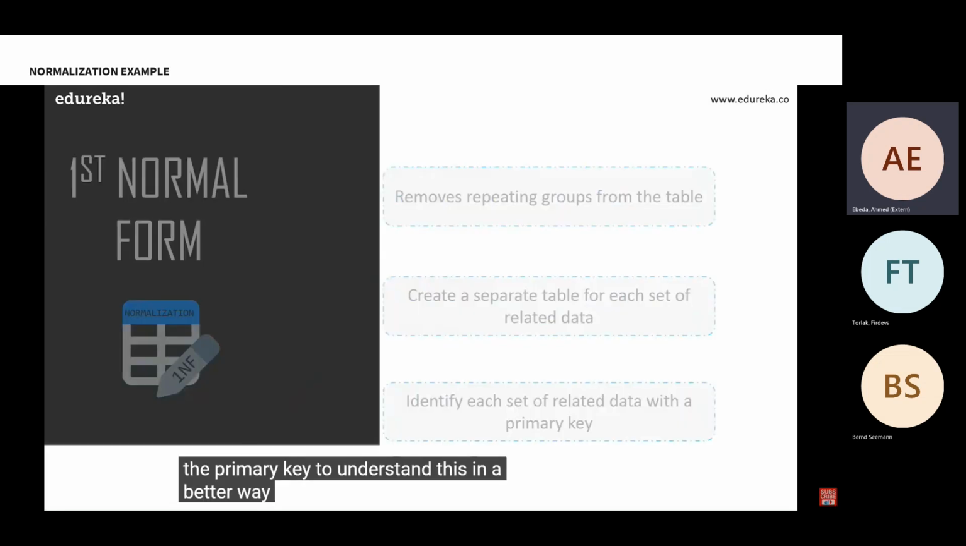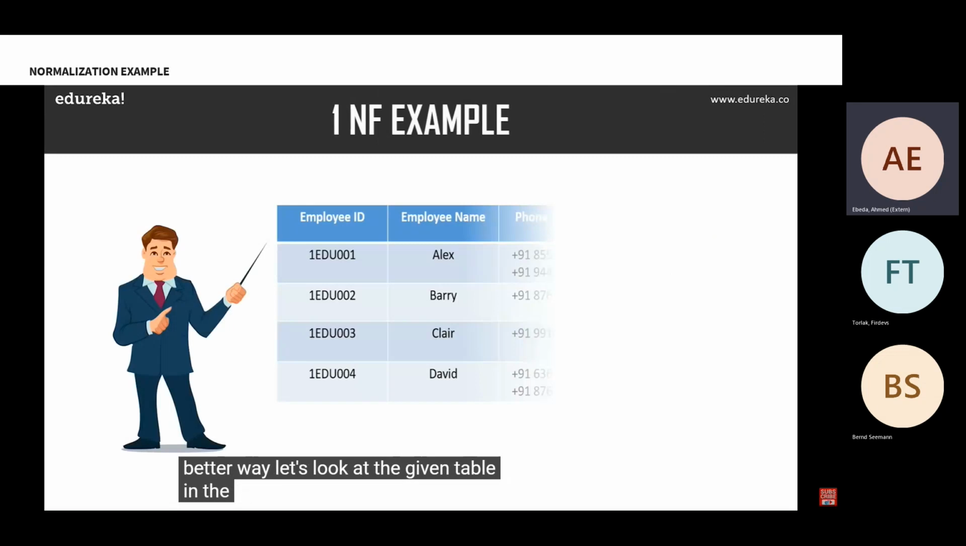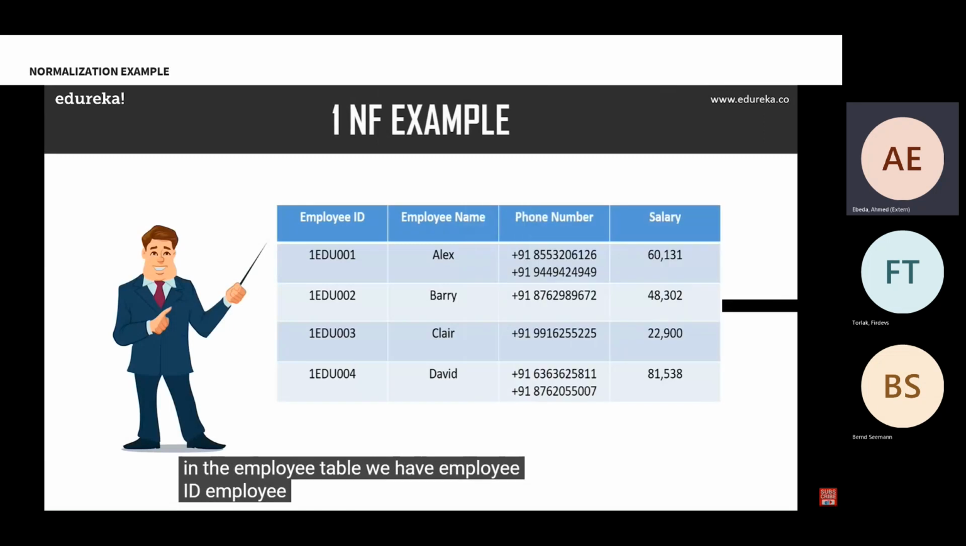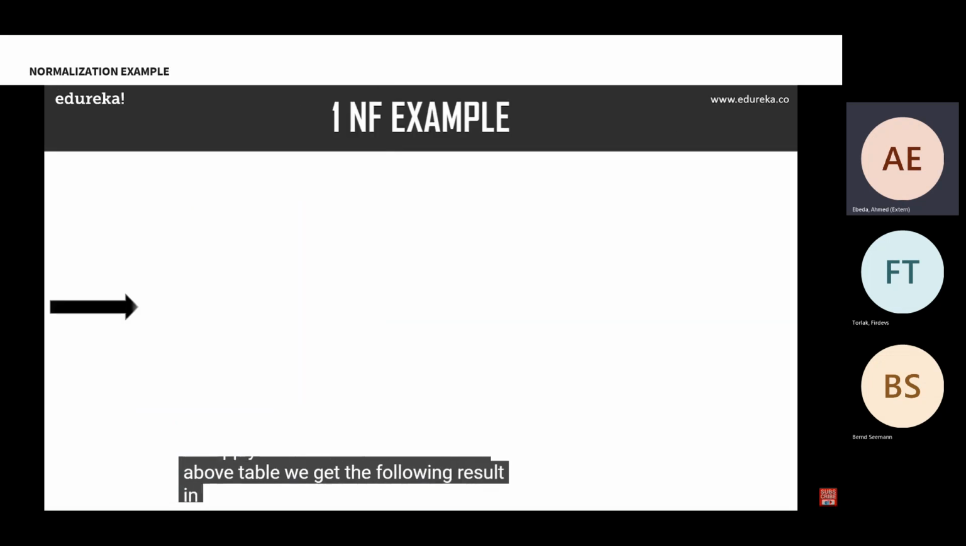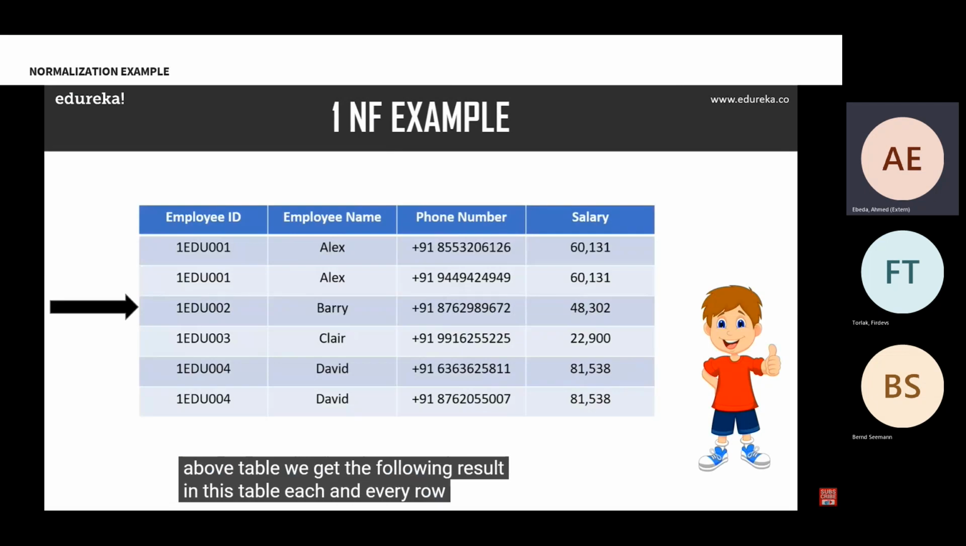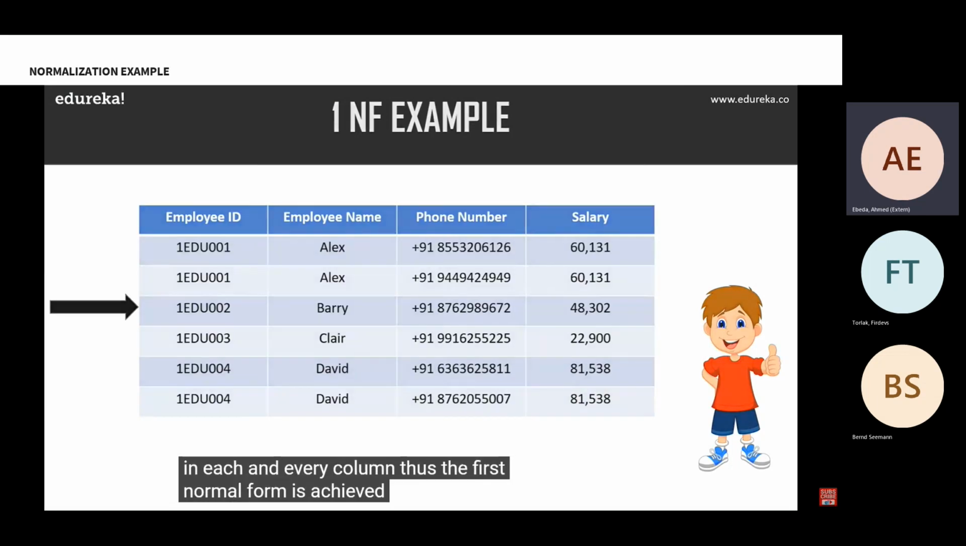To understand this in a better way, let's look at the given table. In the employee table, we have employee ID, employee name, phone number, and salary as columns. We can clearly see that the phone number column has two values. Thus, it violates the first normal form. Now, if we apply the first normal form to the above table, we get the following result. In this table, each and every row is distinct. That is, no cell has multiple values. The table has achieved atomicity. First normal form is simple and can be easily identified. In the table, we can clearly see there are no multiple values in each and every column. Thus, the first normal form is achieved.